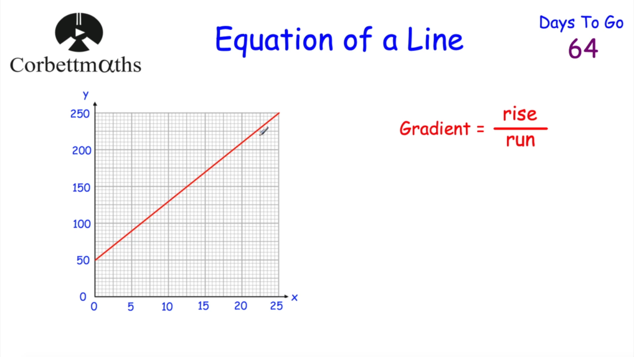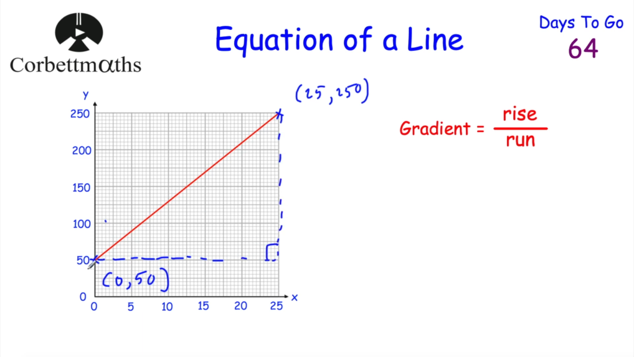Okay, so if I wanted to find the gradient of this line, I'm going to choose 2 points on the line. I'm going to choose this point here, the point with coordinates 0, 50. And I'm going to choose this point up here, the point with coordinates 25, 250. So I've got 2 points on the line, and I'm going to make a little right angle triangle, like so.